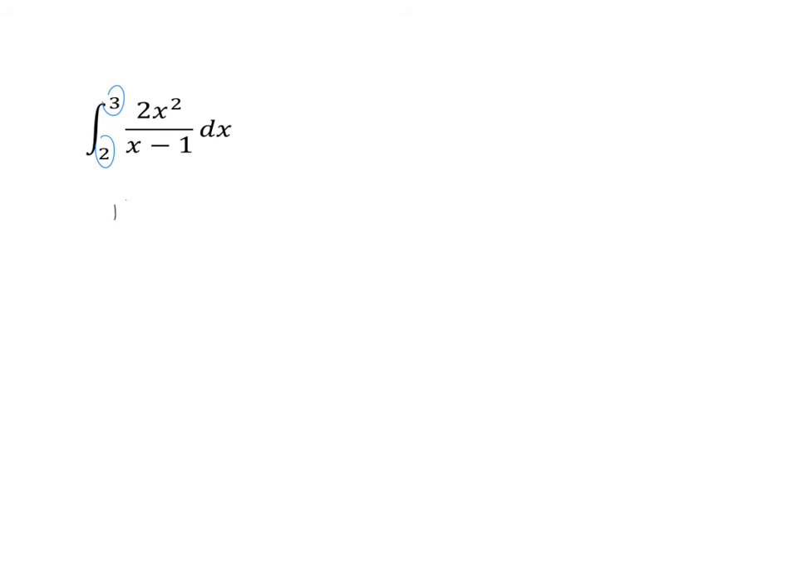So let's put a 1 out front, and we have 0x and a 0, which isn't written there, but we still need to put those zeros in. So now we'll bring down the 2, multiply 1 times 2 gives us 2, add those together, multiply again, add again, and we're finished. So in this case, our question would change to our integral from 2 to 3 of 2x plus 2 with a remainder of 2 over x minus 1.